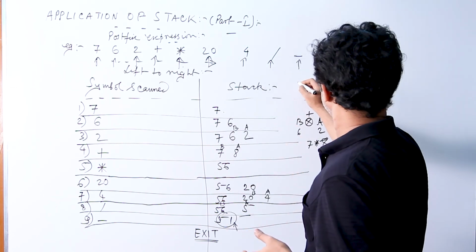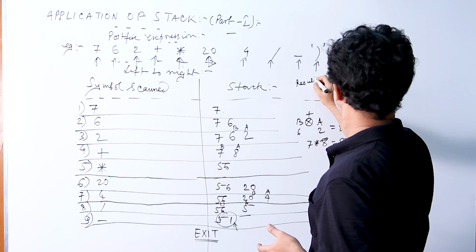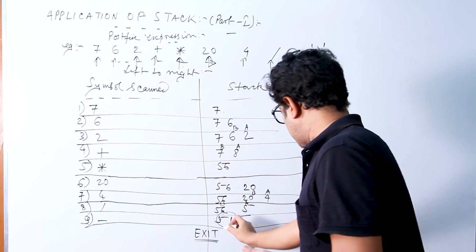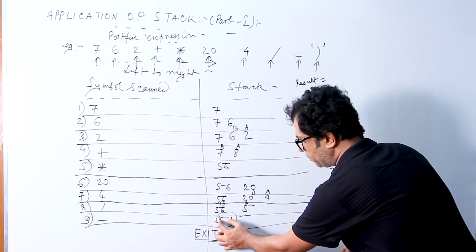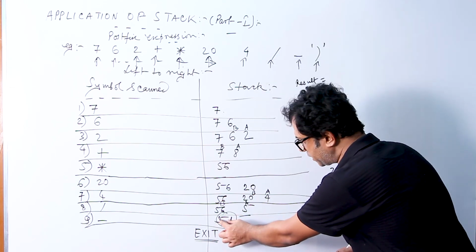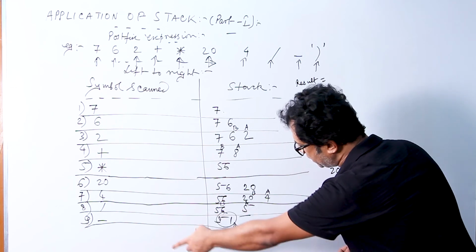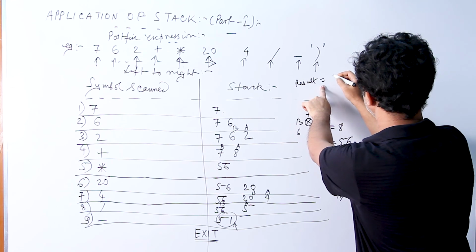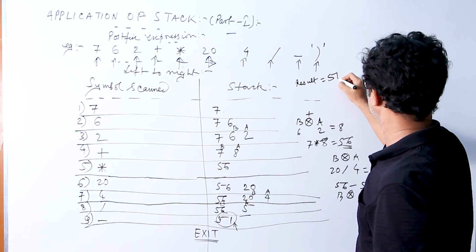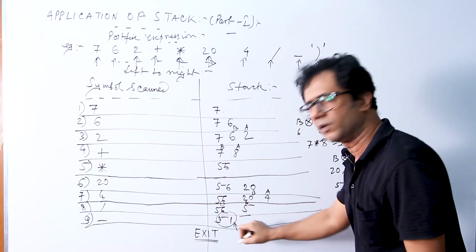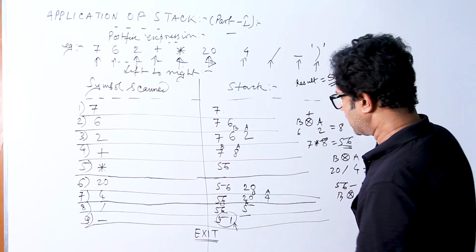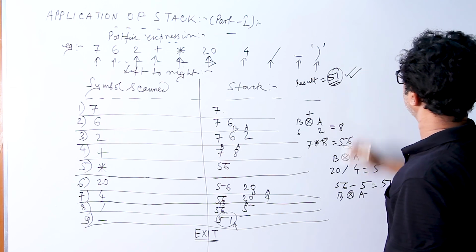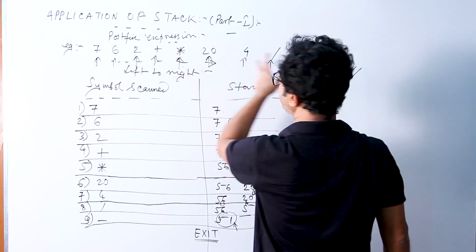Suppose you take a variable result and pop the top member of the stack, only one element is there in the stack. You can just pop it and put it in this result variable, and the result variable will contain 51, and the stack will become empty. So we have exited from the algorithm and the result is 51. So this is our answer to this entire problem.